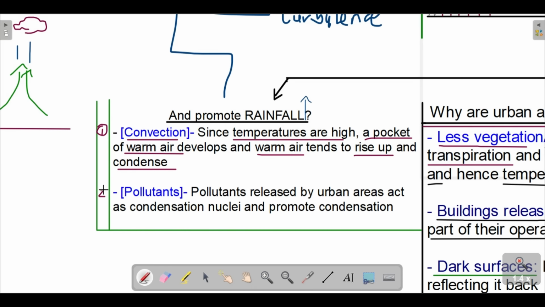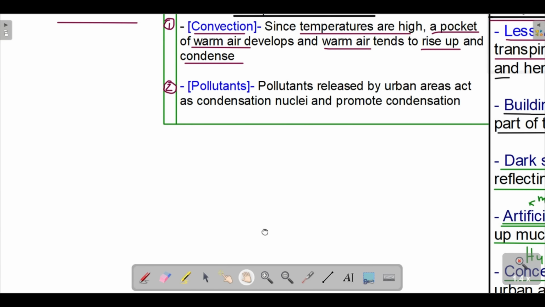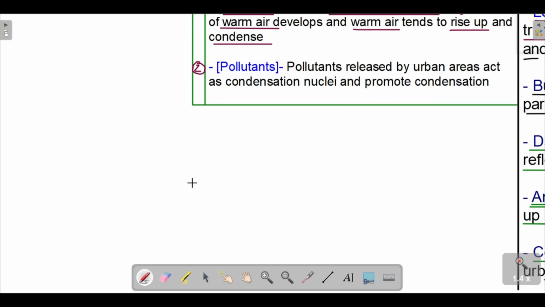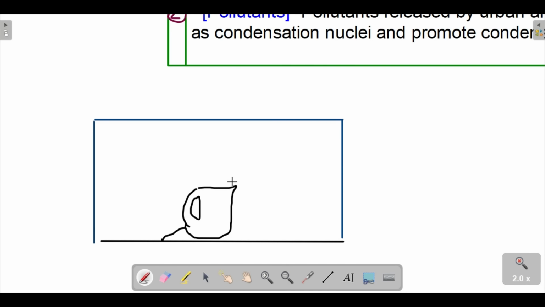And second of all, pollutants. So pollutants promote precipitation. How so? Now let's think about this a bit. Let's say you have a kettle at your house, and on top you have a cupboard or whatever surface. It could be a roof or whatever. When this water boils, what happens? Remember, this is warm and moist air that is released by this kettle, right?